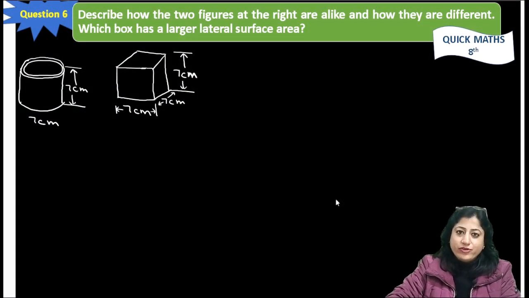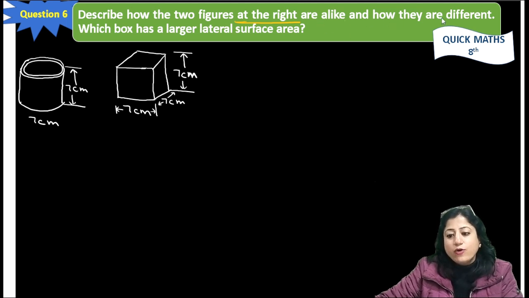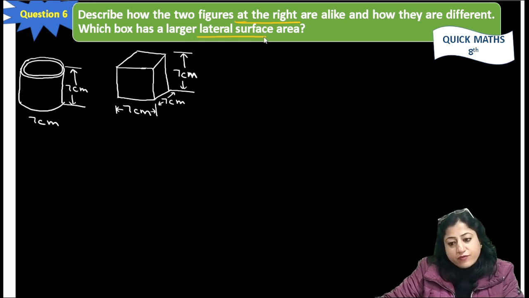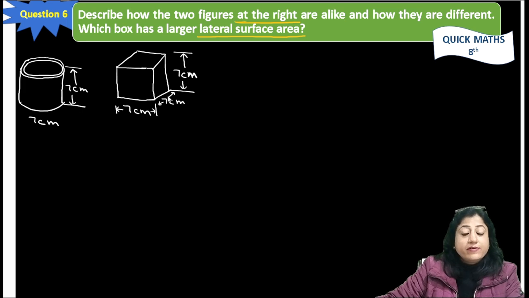Exercise 11.3, question number 6. Describe how the two figures at the right are alike and how they are different. It is not at the right, it is just mentioned in the book, it is below. Which box has larger lateral surface area? Now a new question has arisen. It is about the lateral surface area.